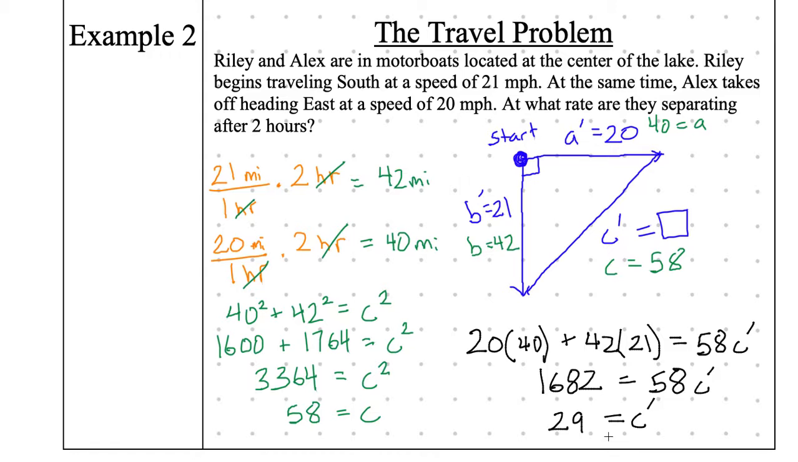And what are our units here? Miles per hour. 29 mph. Which is kind of cool, right? That's a real problem. If you head out east at 20 miles per hour, someone else heads out south at 21 miles per hour, after 2 hours, the distance between you two is changing at a rate of 29 miles per hour.